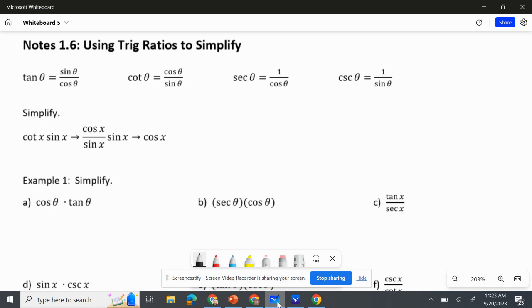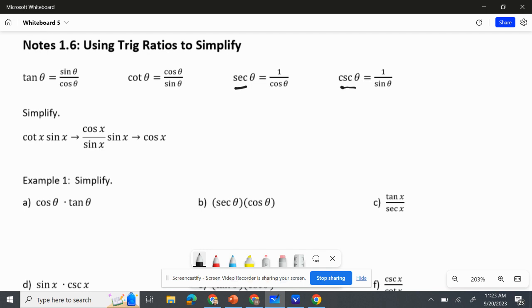What we're going to do is we're going to use trig ratios to simplify each of our trig expressions. So the 6 formulas that we're going to look at is tangent is equal to sine over cosine, cotangent is equal to cosine over sine, secant is equal to 1 over cosine, and cosecant is equal to 1 over sine.